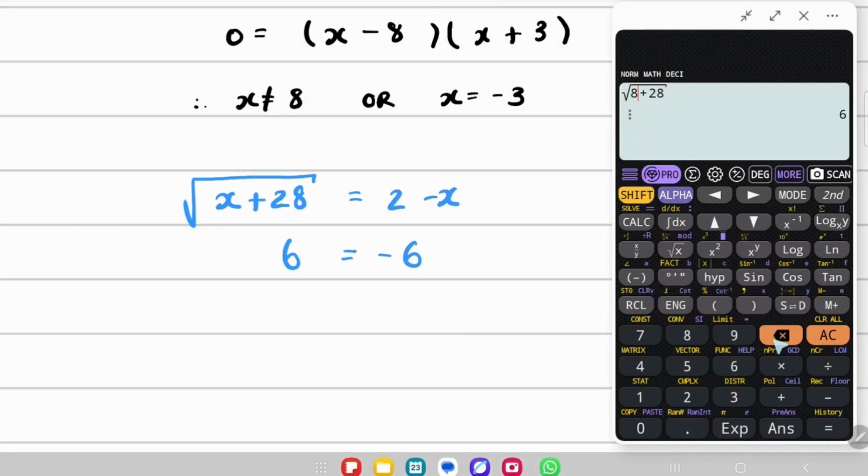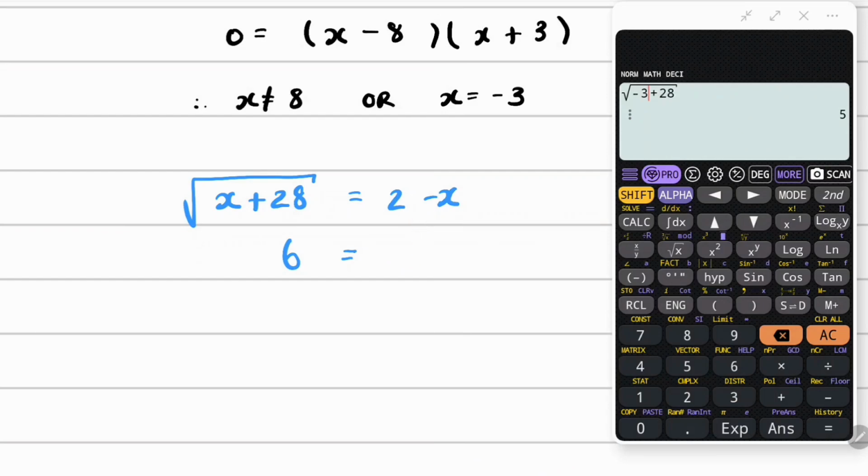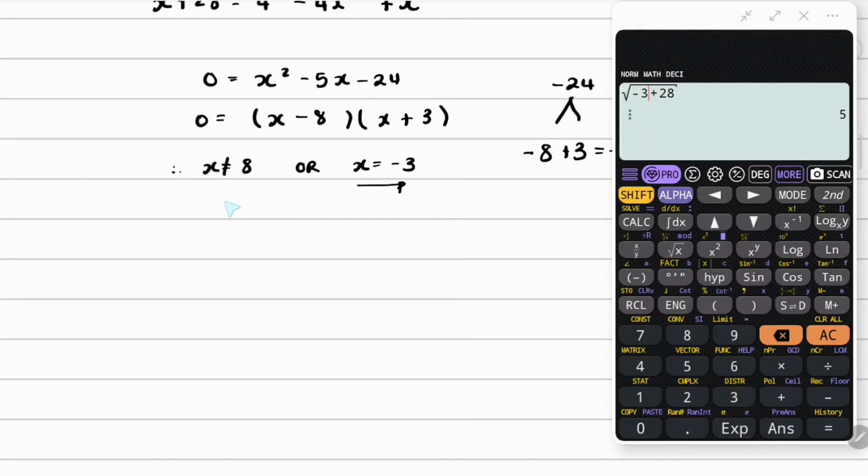And then if you try this with negative 3, let's see. That's minus 3. And here if you said 2 minus negative 3, you see that that's going to give us 5. And that works out perfectly. Okay, so the left and the right-hand side are equal. So x is actually equal to negative 3, but it's not equal to 8. And that is our answer.